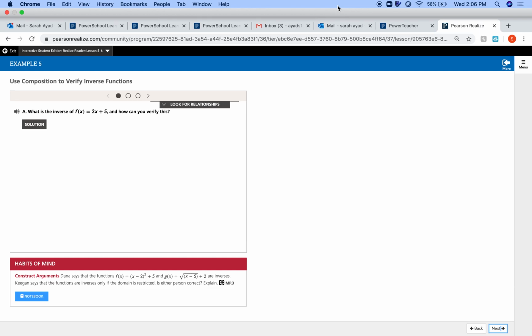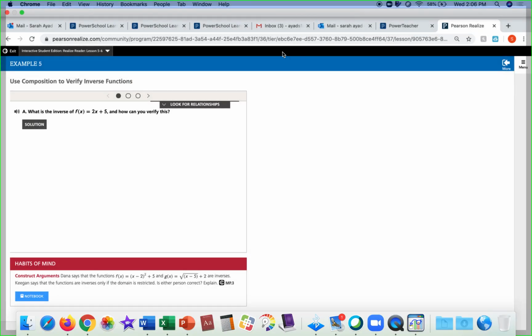Now, this is the question students always get confused about. Because when they're verifying, they think that they could verify by simply finding the inverse. That is not verifying that two things are inverses. That is finding the inverse. So after we find the inverse, I'm going to talk about, well, how do we verify that they're inverses?